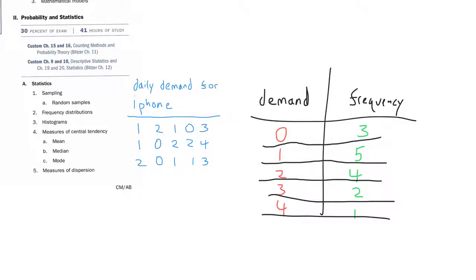And there was only 1 day where people demanded 4 iPhones, which I guess makes sense because 4 iPhones, that's a lot compared to the rest of it. So maybe that's a little bit rare. But anyway, that's an intro to frequency distributions.